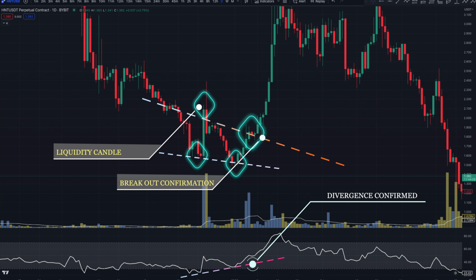The next example is pretty much the same. There's a divergence and a divergent pullback to the neckline, and it has one really good example here, a rejection candle. This one is called a liquidity candle. They get enough liquidity and then they go down. We're going to ignore this kind of candle when finding the best neckline for yourself. When you get to the end of the neckline on the liquidity candle, it's too late to open the position.